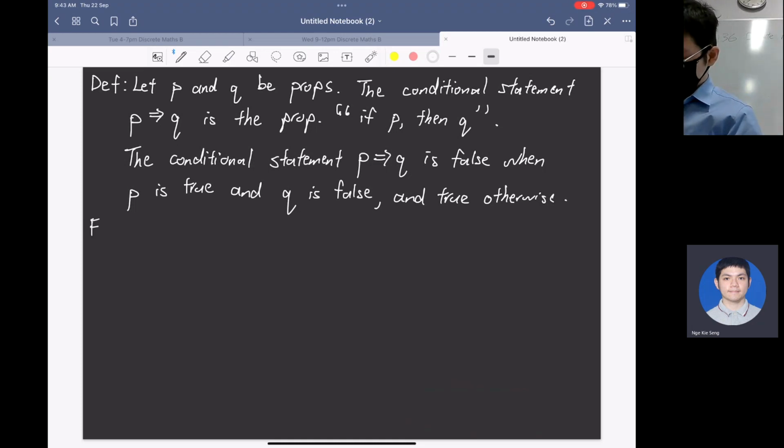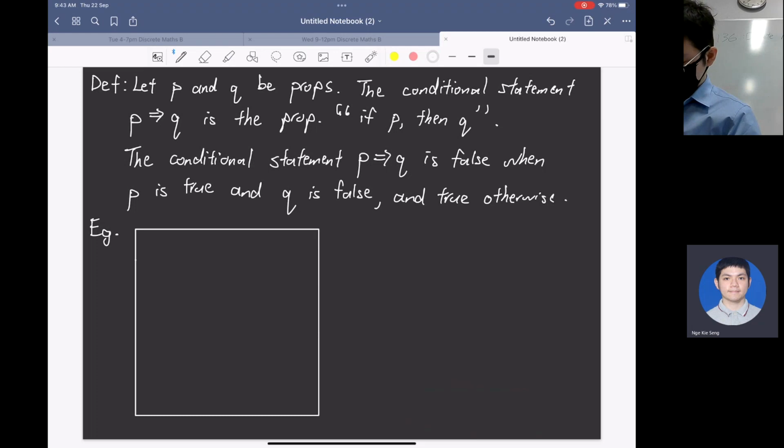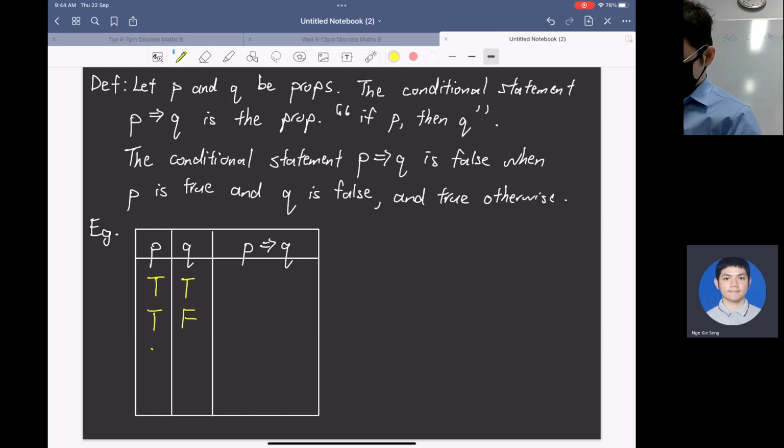Let's draw the truth table again. P, Q, P implies Q. So you still have true true, true false, false true, false false. True implies true: true or false? True. True implies false: false. False implies true: true. False implies false: true.